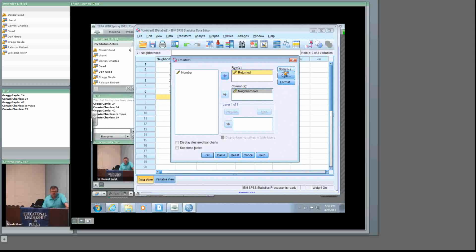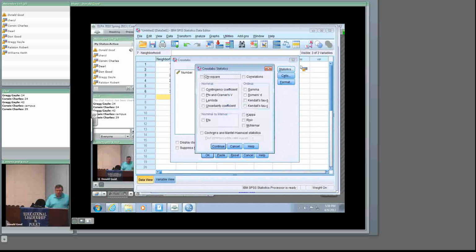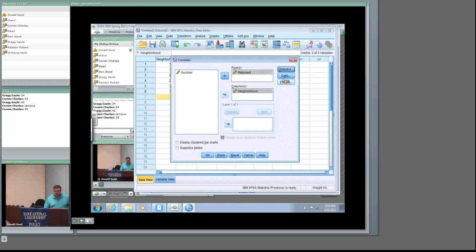I'm going to go to Statistics and look at all the things I can come up with here. I'm going to select chi-square. And let's see, do I want anything else or not? I want that. I'm going to select phi and Cramer's V because that's something we report in a write-up, which you don't have to do for a chi-square write-up, but you'll see that in examples later. And do I want anything else or not? Yeah, I want to select cells. Actually, I think I need to continue first. Now I want to select cells.